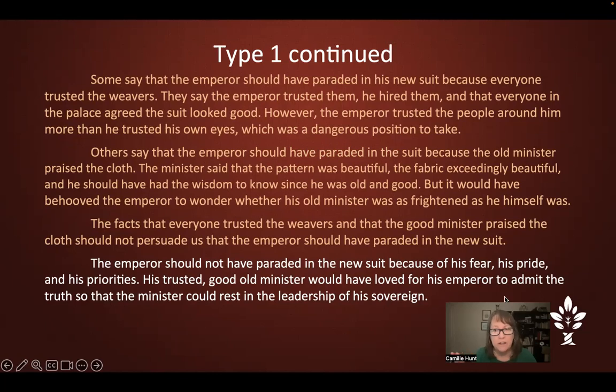The emperor should have paraded in the suit, repeating the counter thesis, because second main proof, counterproof, the old minister praised the cloth. We could put a they say in there, but we agree with these things. So I didn't put it in there. We need to make sure we say they say if we're starting to make statements that we don't agree with, but the other side does.